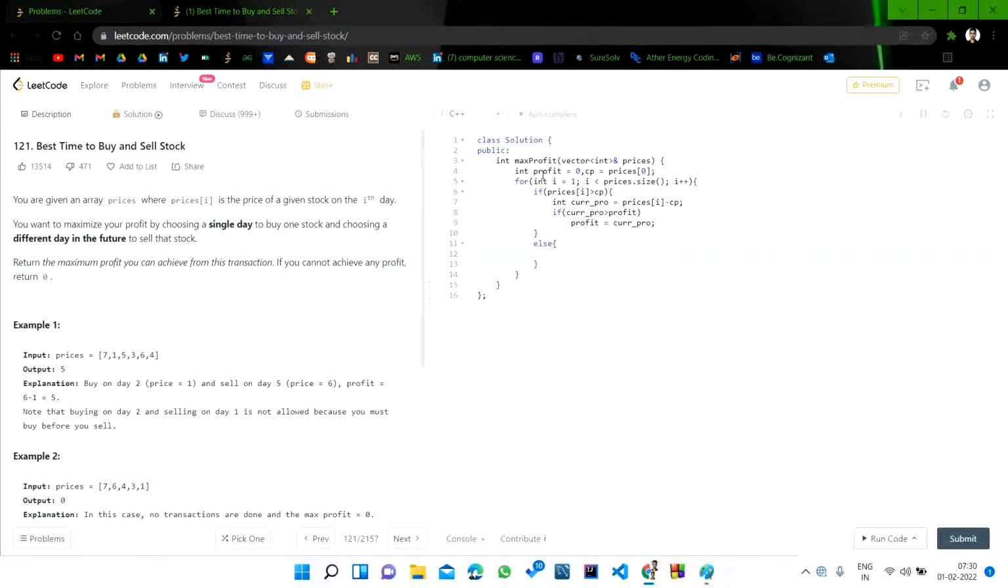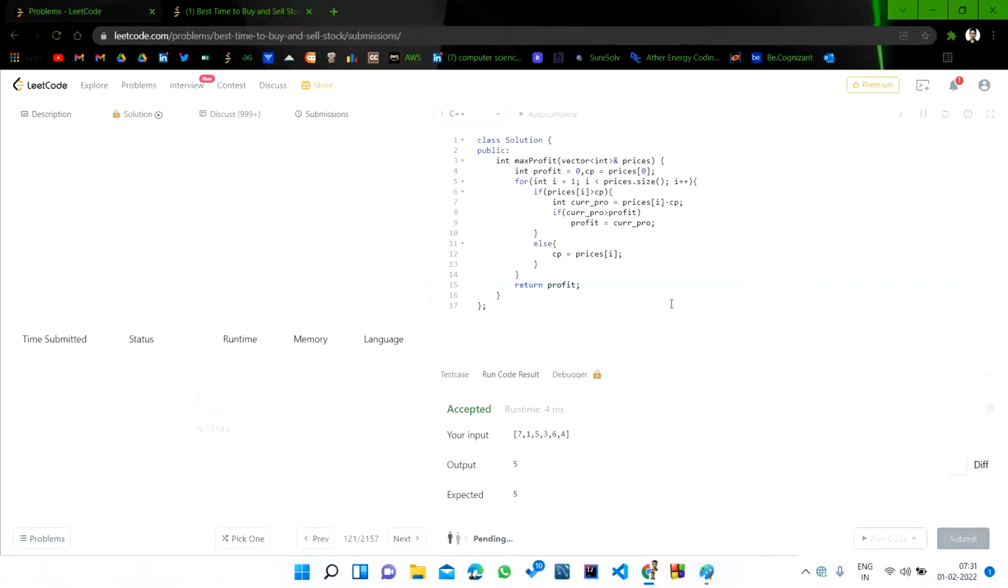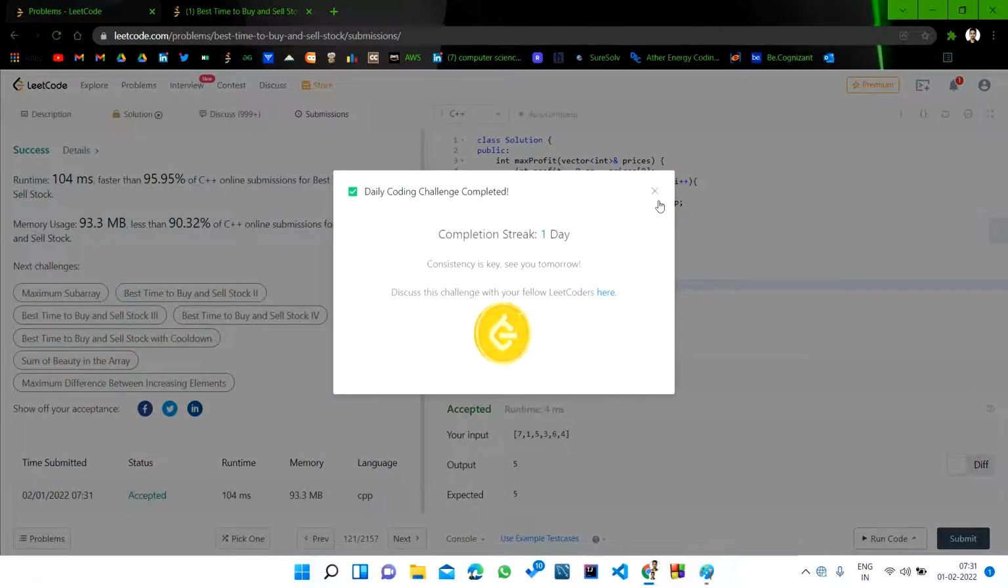Or else, if the current price is less than the previous cost price, I am not going to make any transaction. Rather than that, I am going to update my cost price, which is prices[i]. I hope you are getting it. And lastly I'm going to return my profit. And yes, it's working, and let's submit this. And yes guys, it got accepted.